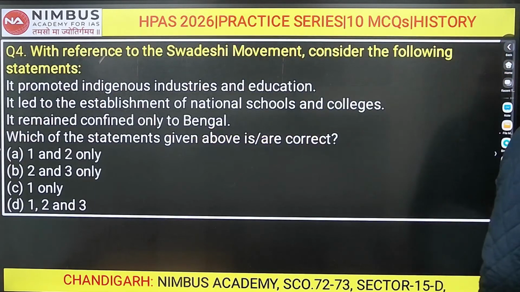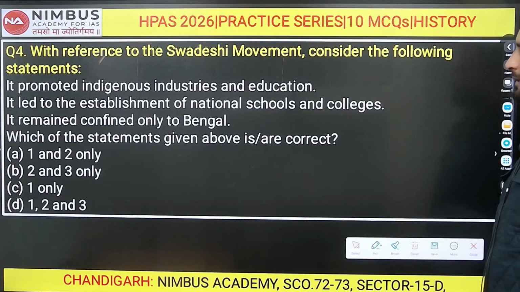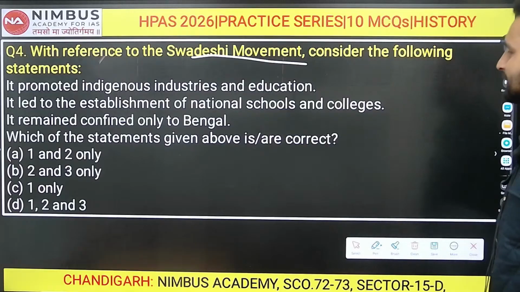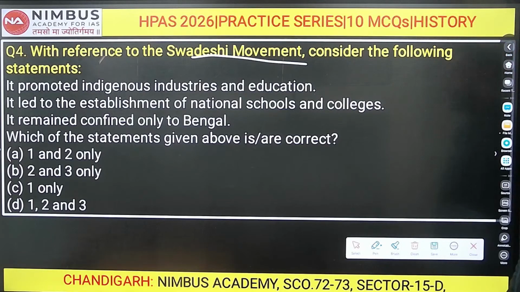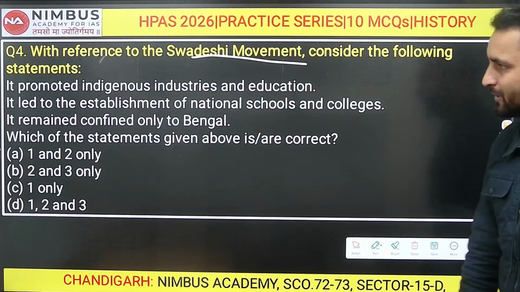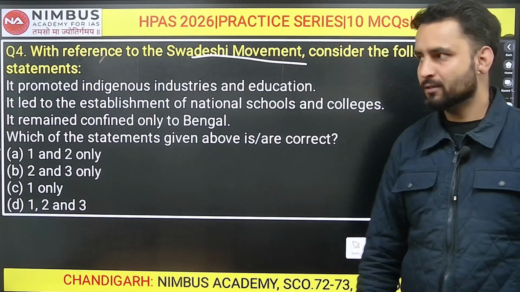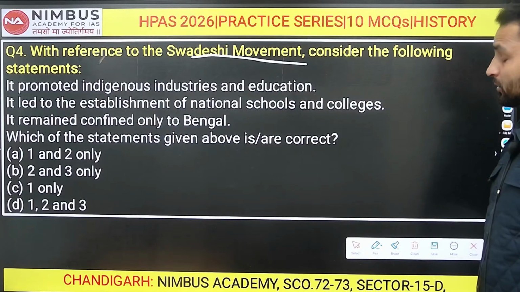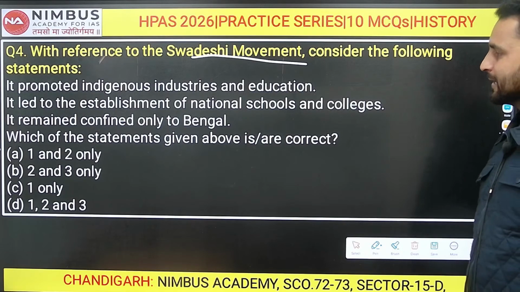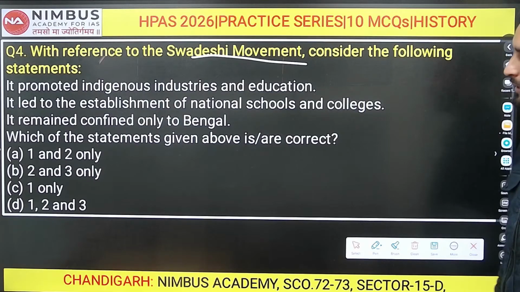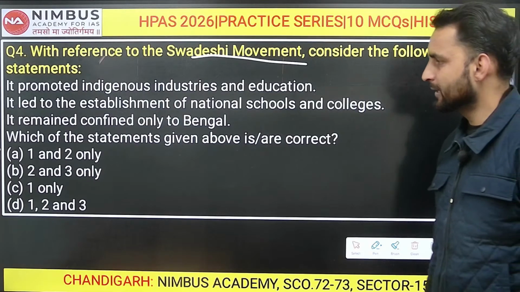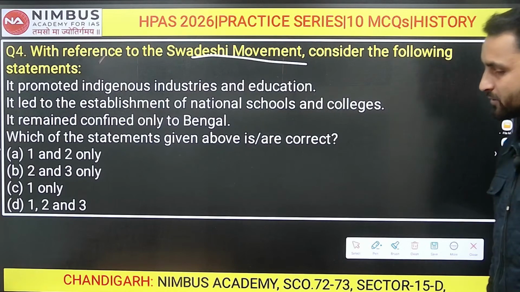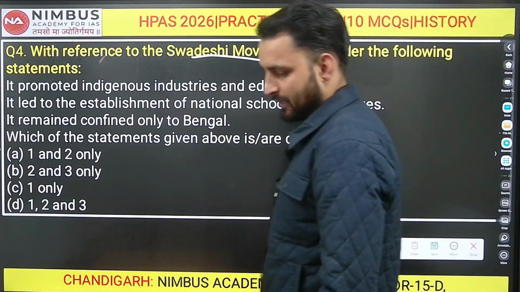Question number fourth is with reference to the Swadeshi movement. With reference to the Swadeshi movement, consider the following statements. So there are three statements again. First, it promoted indigenous industries and education. Second, it led to the establishment of national schools and colleges. And third is it remained confined only to Bengal. Which of the following statements are correct? Let me know. This is question number fourth.